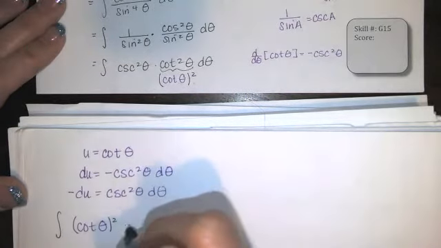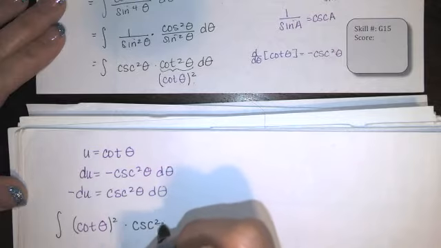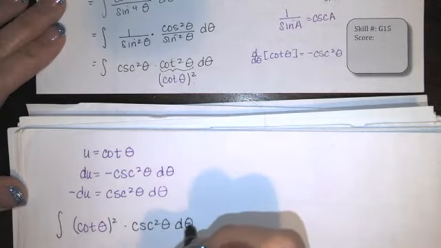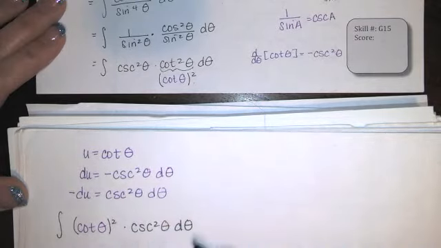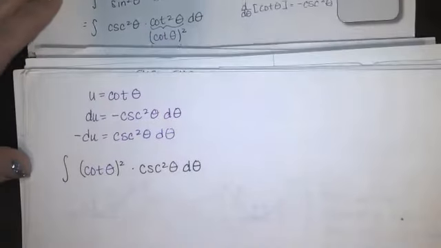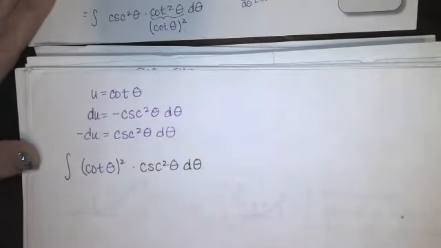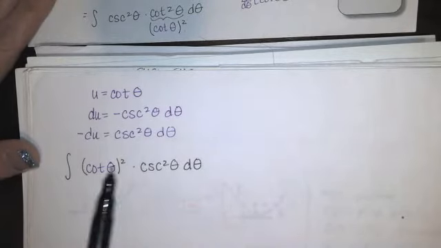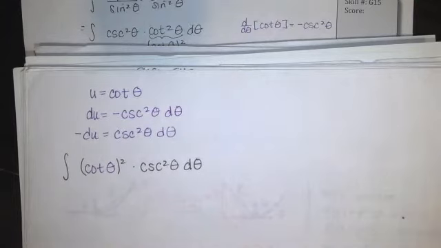And then I'm multiplying by cosecant squared theta d theta. And I'm just organizing it in that way so that this du piece is over on the right and the function of u is over on the left. But either way is fine because we can multiply in whatever order we want, right? This times this is the same as this times this. That's called commutativity.